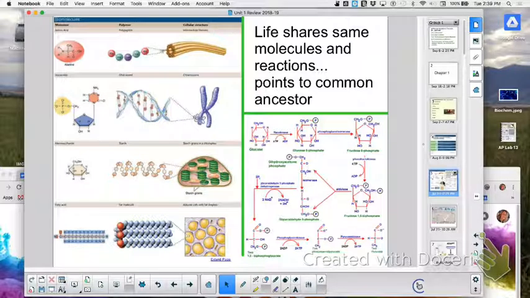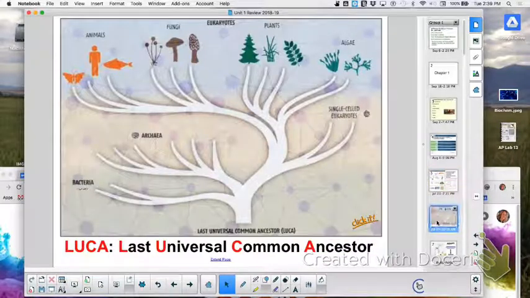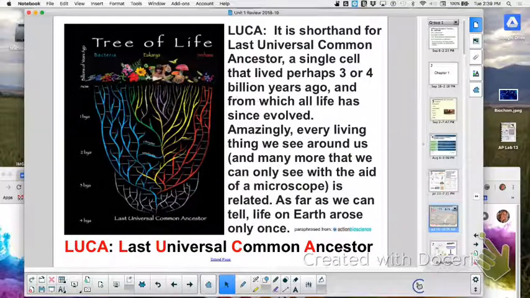Remember we talked about that all life comes from what? LUCA, which stands for the last universal common ancestor, right? And we're talking about life evolving from that because it uses the same molecules, same metabolic functions, same key molecules, ATP, DNA, RNA, all of those types of things.